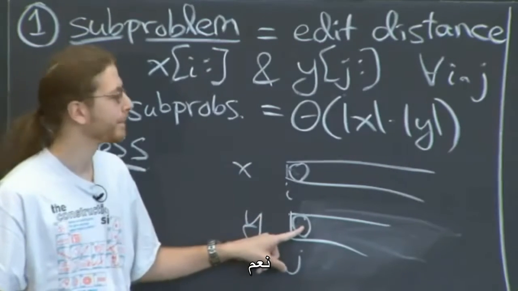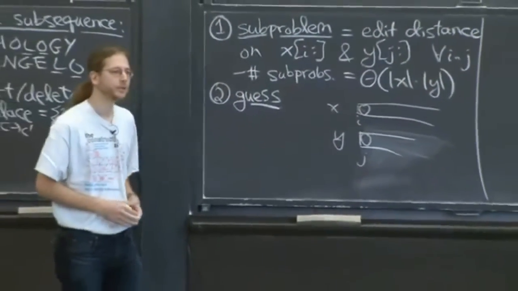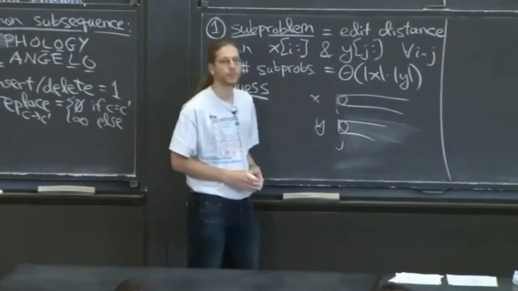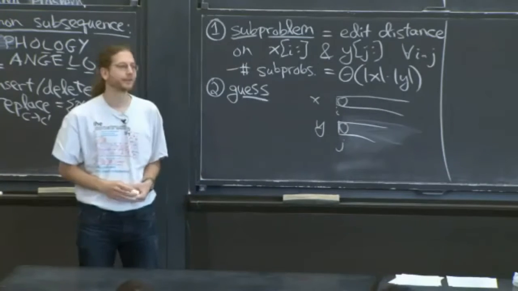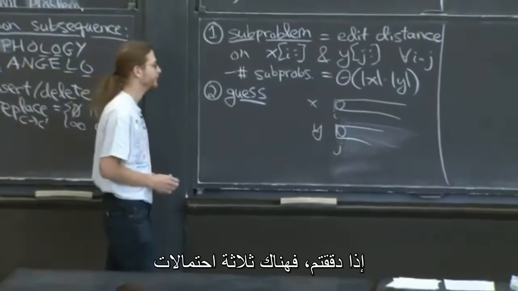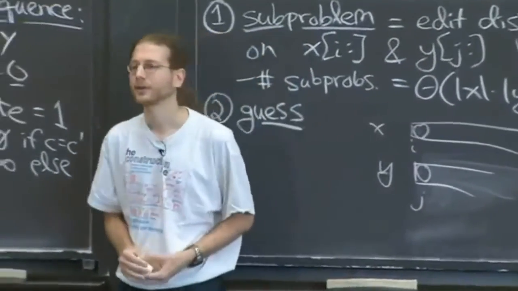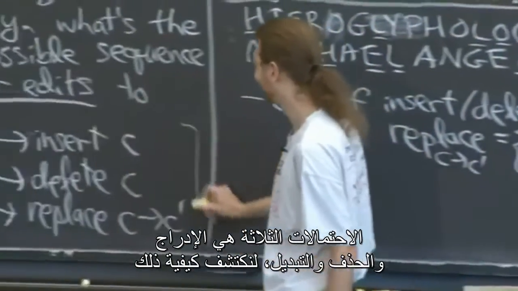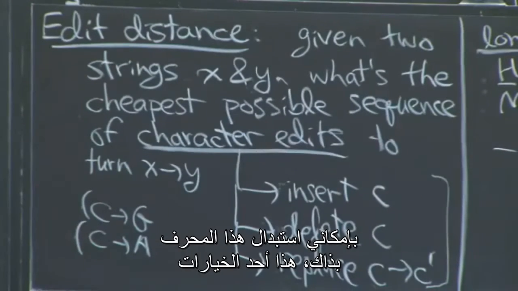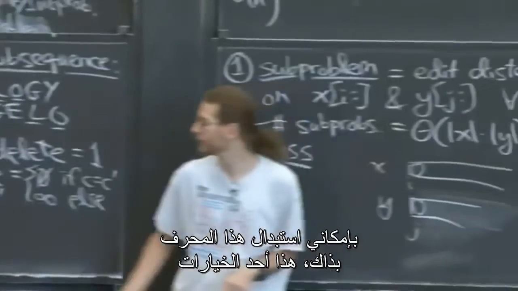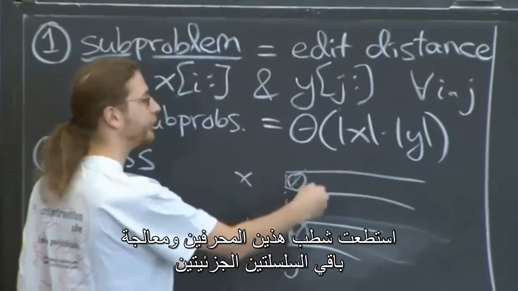Yeah. Other things? There's a few possibilities. If you look at it right, there are 3 possibilities. The 3 possibilities are insert, delete, and replace. Okay, so let's figure out how that's the case. I could replace this character with that character. So that's one choice. That will make progress. Once I do that, I can cross off those first characters and deal with the rest of the substrings.